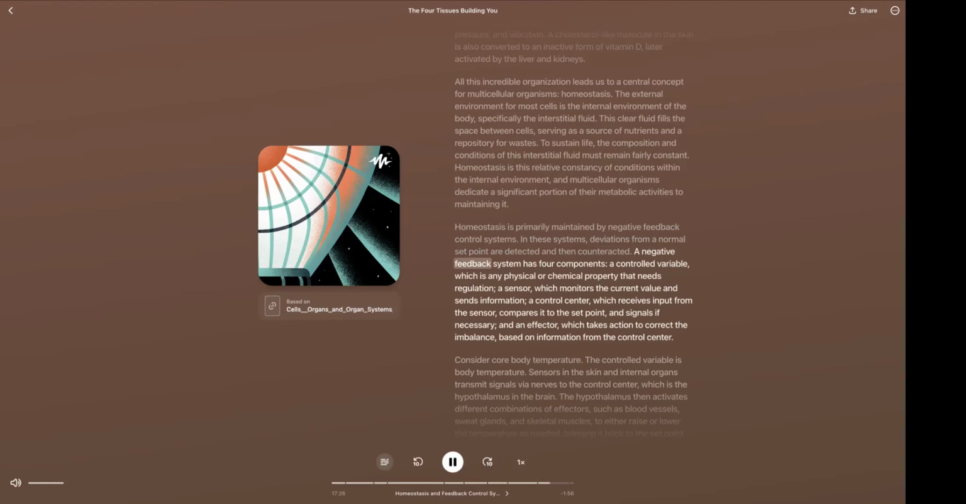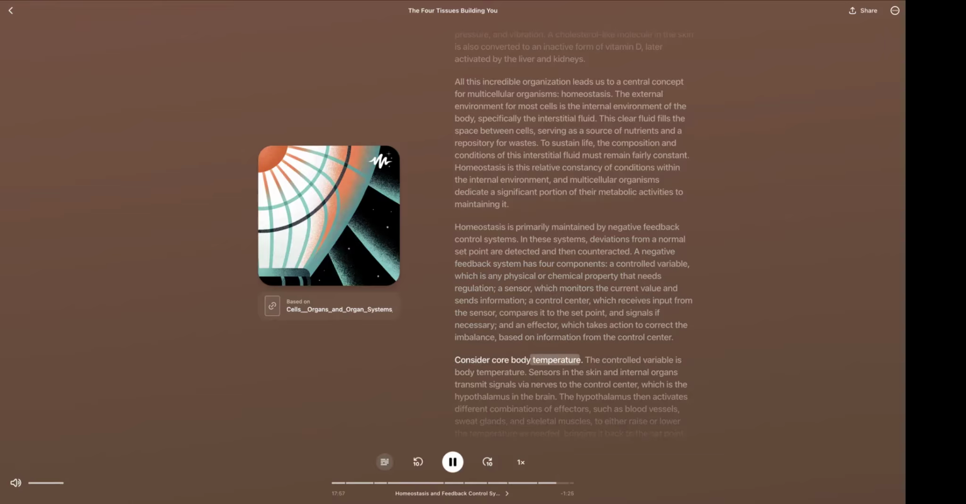A negative feedback system has 4 components: a controlled variable, which is any physical or chemical property that needs regulation; a sensor, which monitors the current value and sends information; a control center, which receives input from the sensor, compares it to the set point, and signals if necessary; and an effector, which takes action to correct the imbalance based on information from the control center.